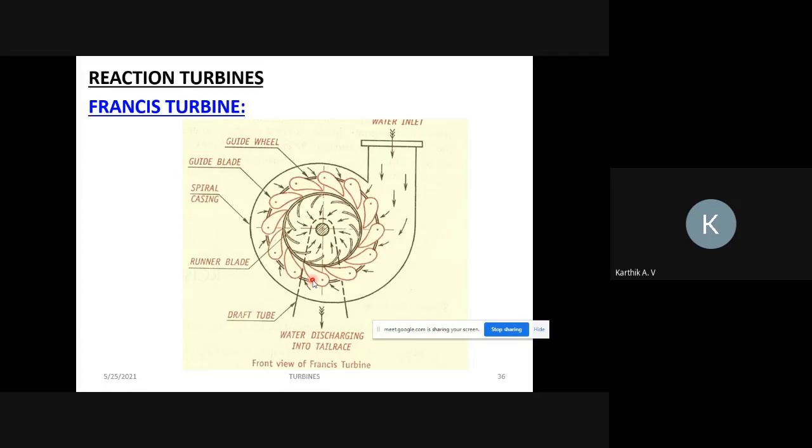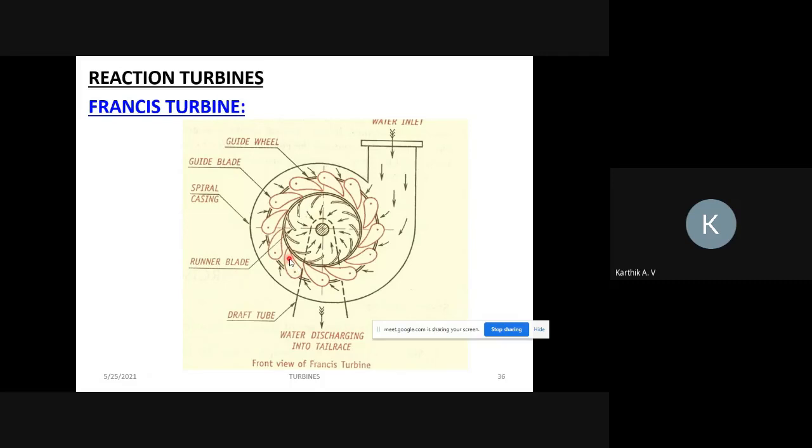So water is entering in the radial direction. Radial is nothing but the perpendicular direction to the blades. The arrow mark here indicates that water will be entering in the radial direction. You can adjust these guide blades. This one is a fixed blade.